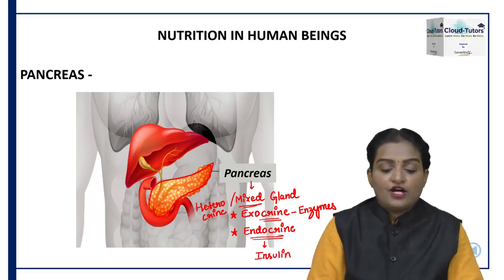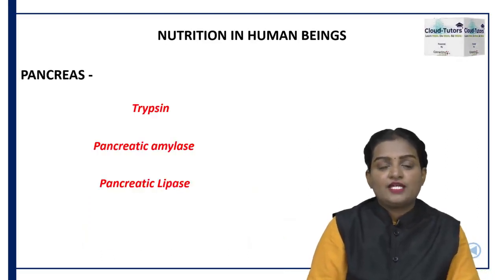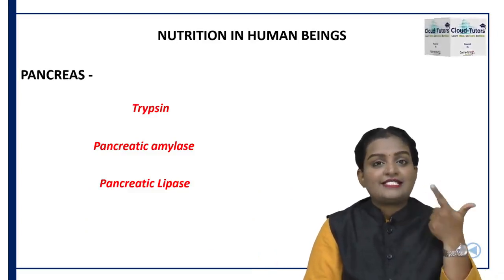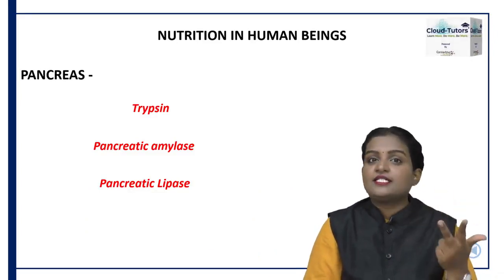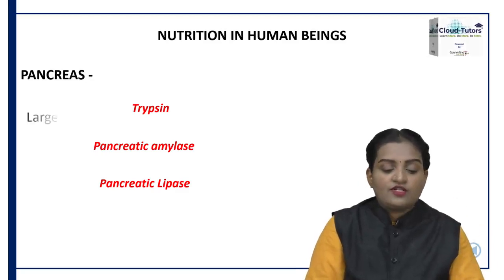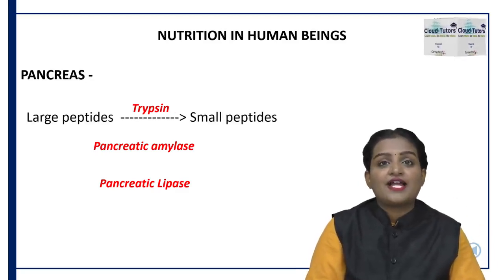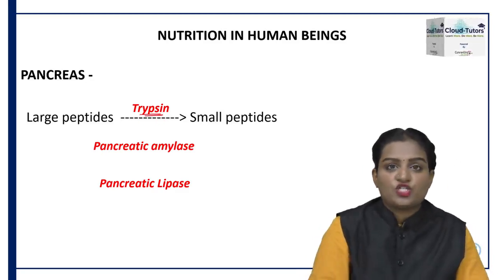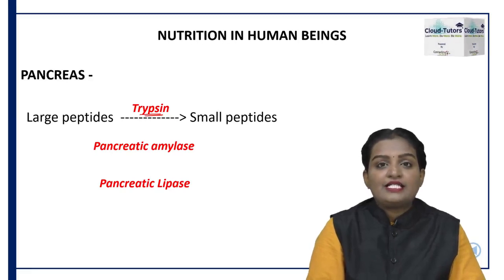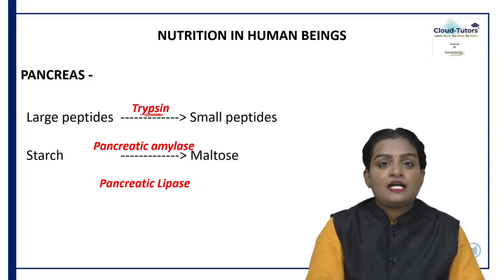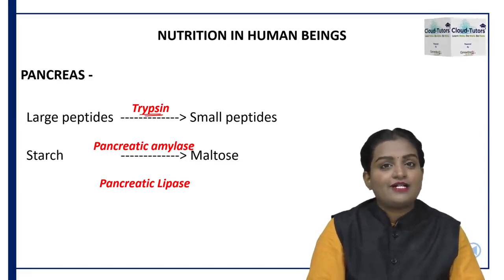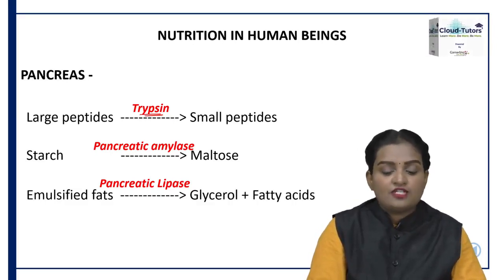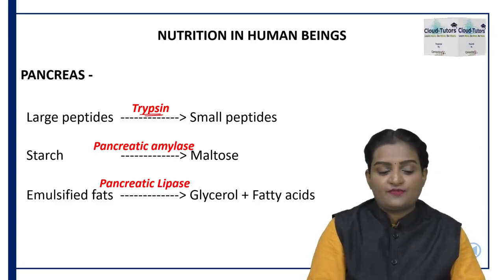So let's see the function of the enzymes. The pancreas releases three types of enzymes: one is trypsin, second is pancreatic amylase, third is pancreatic lipase. So trypsin helps in conversion of large peptides into small peptides, that is, it helps in protein digestion. Pancreatic amylase converts complex carbohydrates like starch into maltose. Lipase will digest emulsified fats into glycerol and fatty acids.